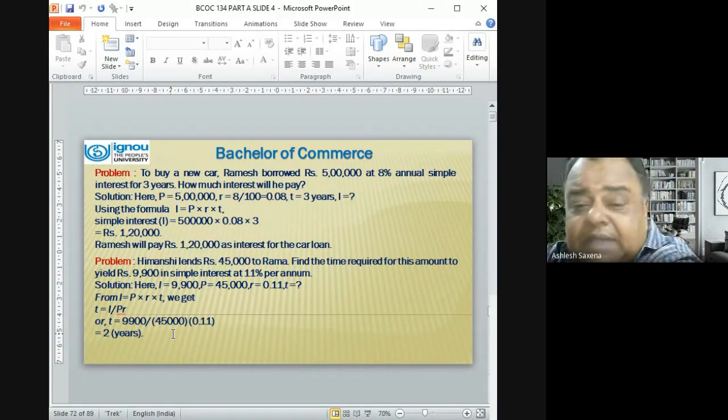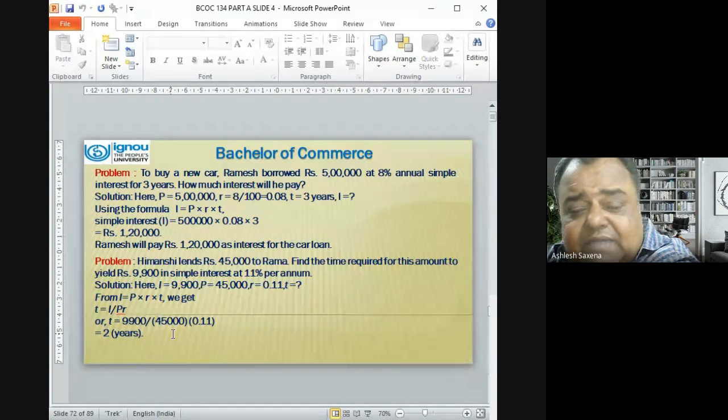Now, Himanshi lends rupees 45,000 to Rama. Find the time required for this amount to yield 9,900 at simple interest at 11%. Here in this case, the time is not given. We have interest, we have principal, we have rate, but not time. So time will be equal to interest upon P into R. We have all the values with us. We have interest of 9,900, the principal of 45,000 and a rate of 11%, that is 0.11.